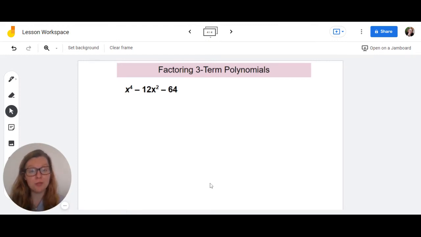Next up, we have factoring three-term polynomials. So I know that we've done a lot of these before, but I wanted to throw in a little bit of a different example. Notice this one has x to the fourth minus 12x squared minus 64.